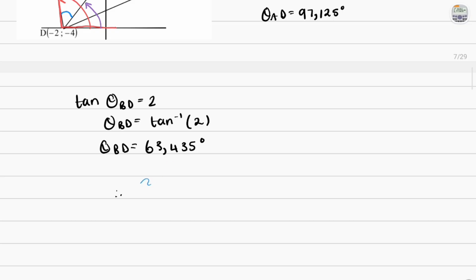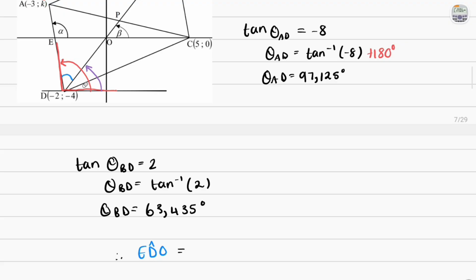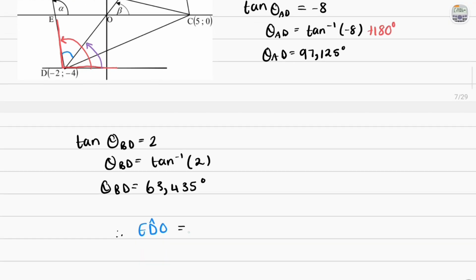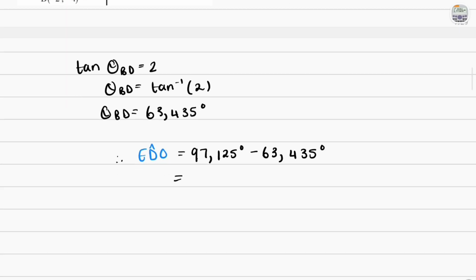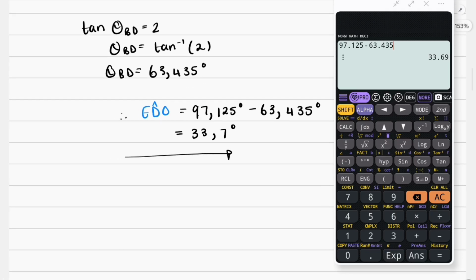And now finally to find that angle EDO. So angle EDO is equal to, and we're going to take that bigger angle, the angle of inclination of AD, 97.125 degrees, minus 63.435 degrees. And we'll just get our answer. This is 33.69 degrees. So round off to 1 decimal place, and this is going to be 33.7 degrees. And that is our answer.